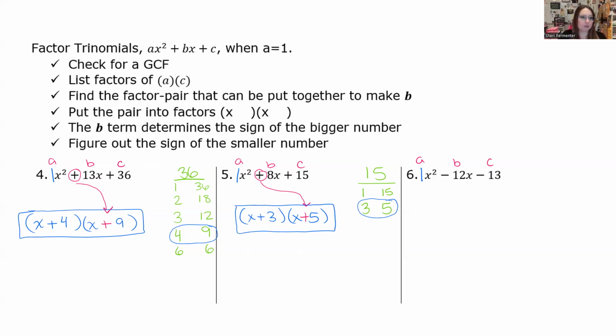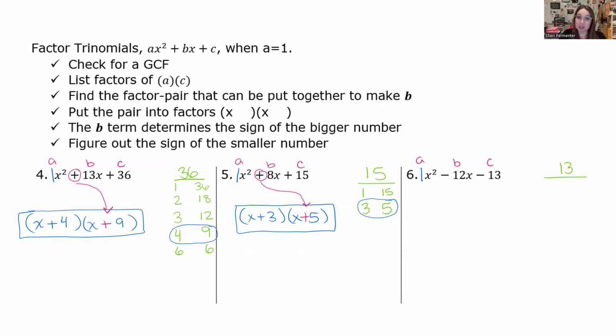So this problem number 6 will be a little different. Same first step: I would check for a GCF, but I know that there isn't one because the leading term is 1, and the only thing divisible by 1 is 1. No GCF. We're going to talk about that in a minute. So then I do A times C, 1 times 13, and I ignore the negative for right now. 1 times 13 is 13. And then I get a factor list of 13.